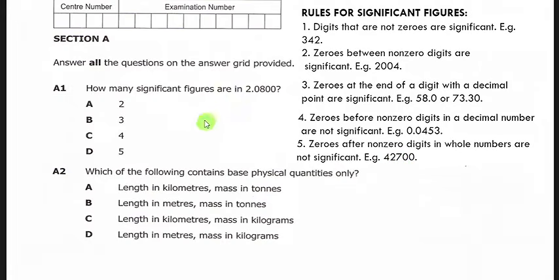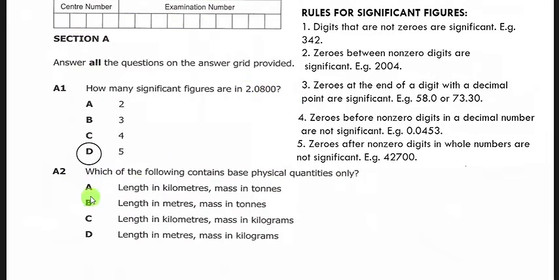According to this question, how many significant figures are in 2.0800? Since this number has a decimal point, these zeros will be significant. So how many significant figures are there altogether? 1, 2, 3, 4, 5. So our answer is D, guys.